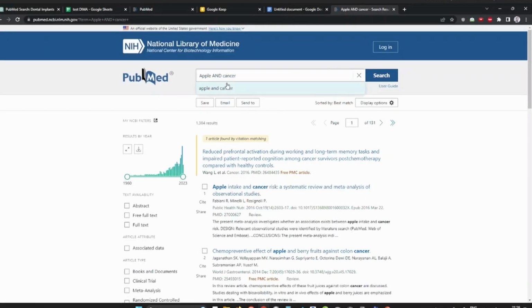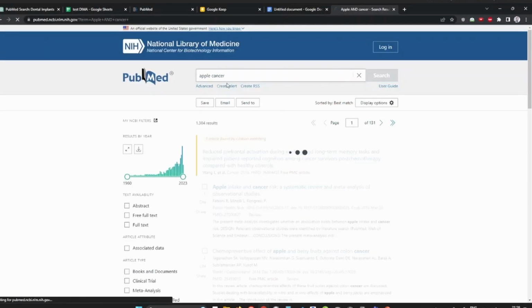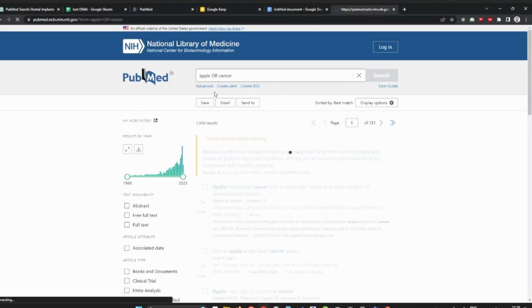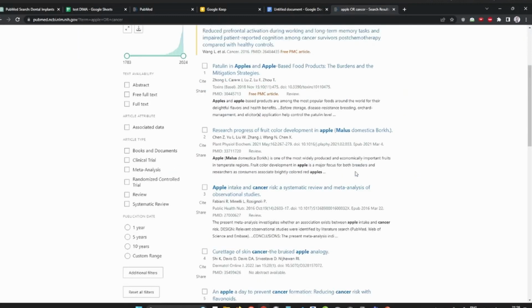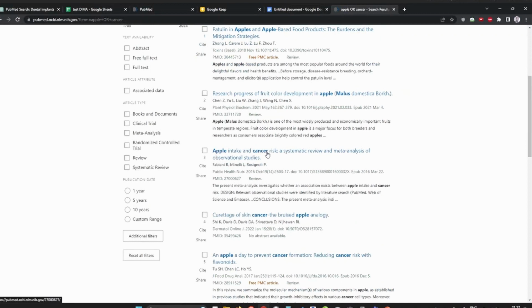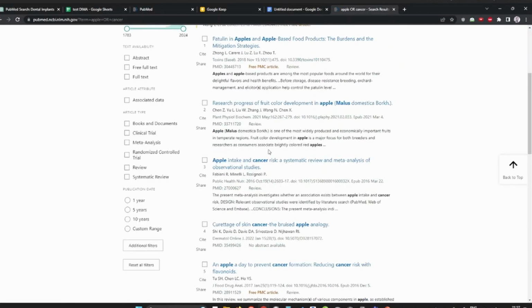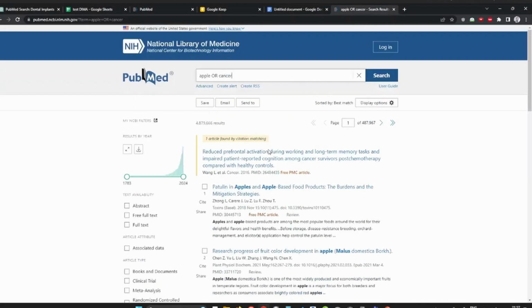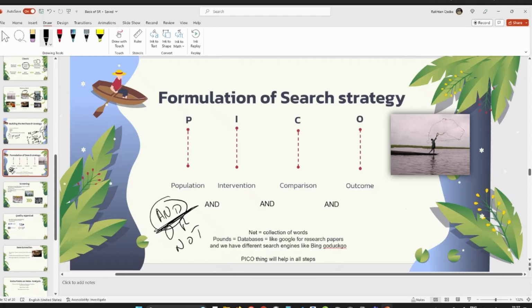And if I use OR, it will give me any kind of paper which has the word apple or the word cancer in it. So for example, with apple and cancer we have both words here, and here we have only the word apple, and here only the word apple, and here both words, cancer and apple.